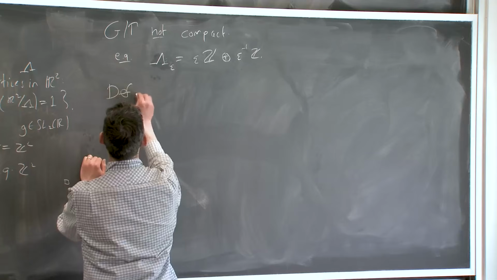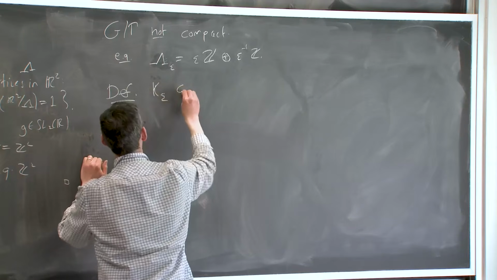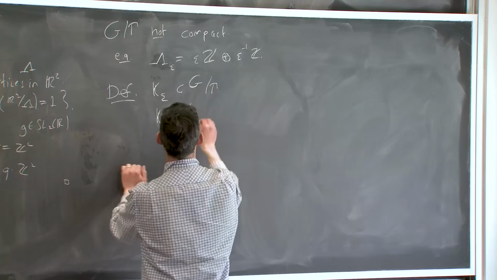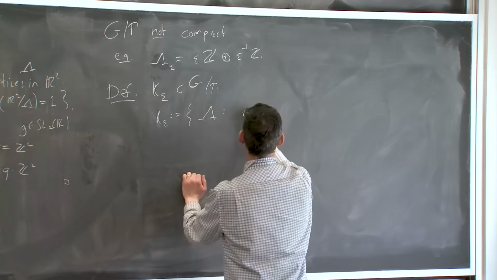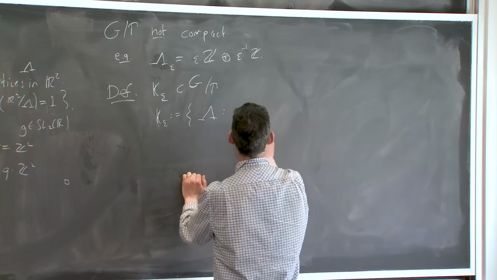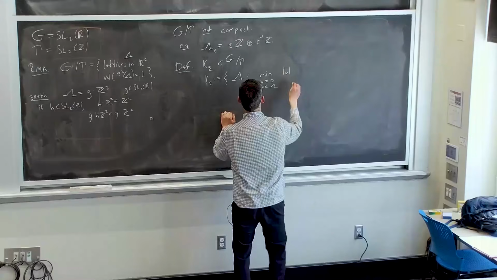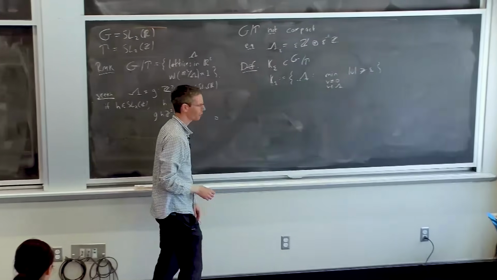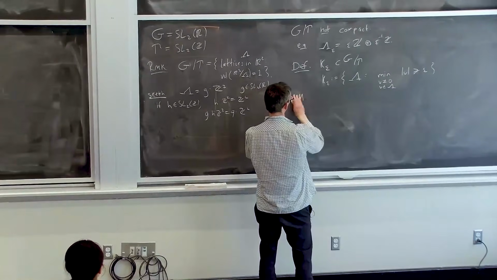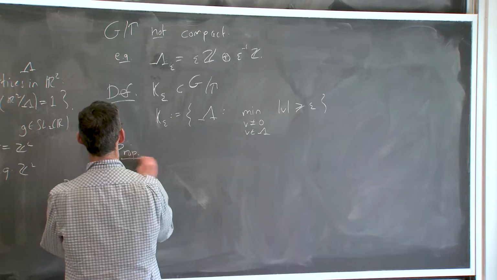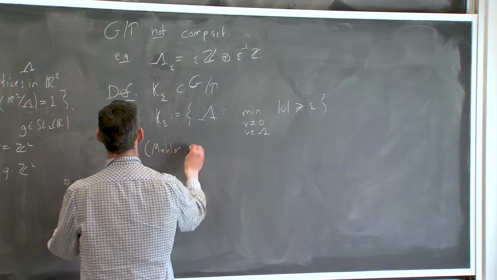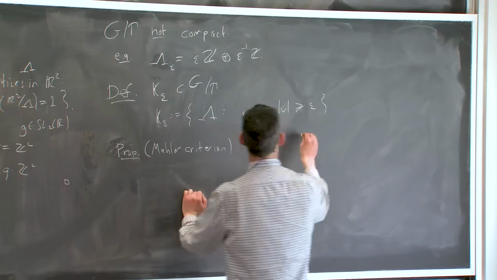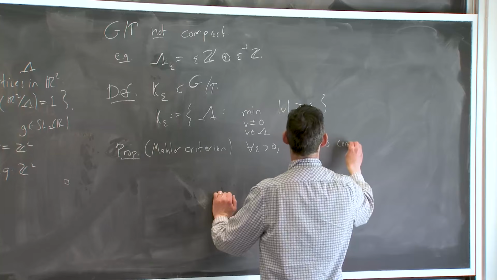So the definition, K epsilon is a subset of G mod Γ. K epsilon is defined to be the set of lattices so that the minimum over non-zero v in our lattice of the size of v is at least epsilon. And there's a proposition which is called the Mahler criterion that says for every epsilon bigger than 0, K epsilon is compact.